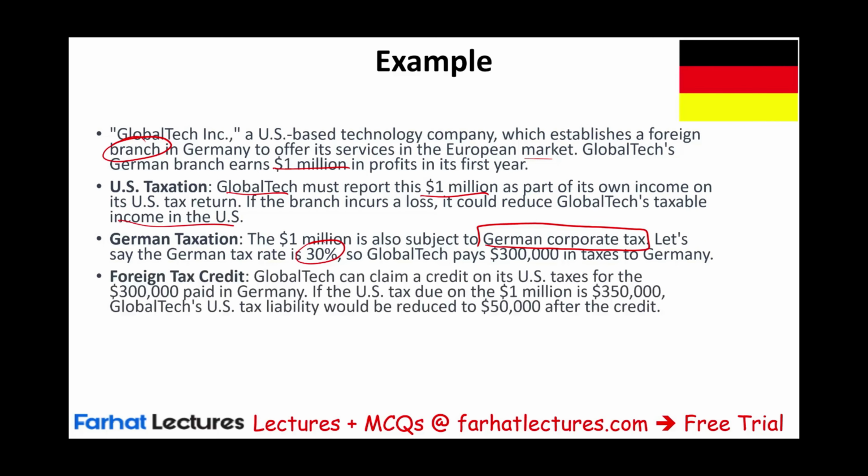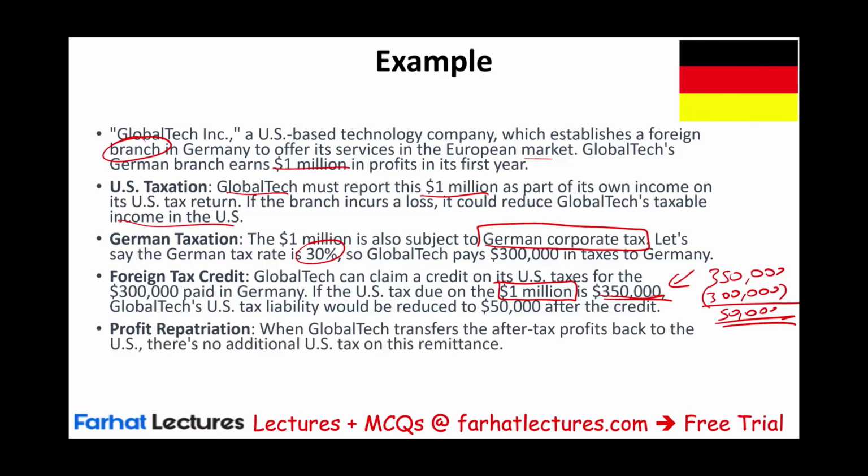What's going to happen is this. In the US, they're going to bring this $1 million in profit, and let's assume in the US, the tax on that is $350,000. What's going to happen? The US tax is $350,000. They paid $300,000 in Europe. They're going to get credit for that, and what's left is $50,000 to pay.